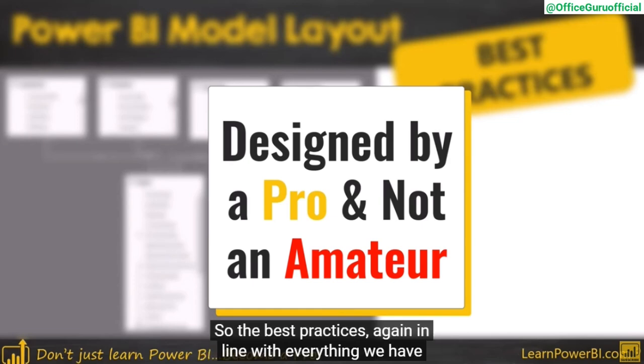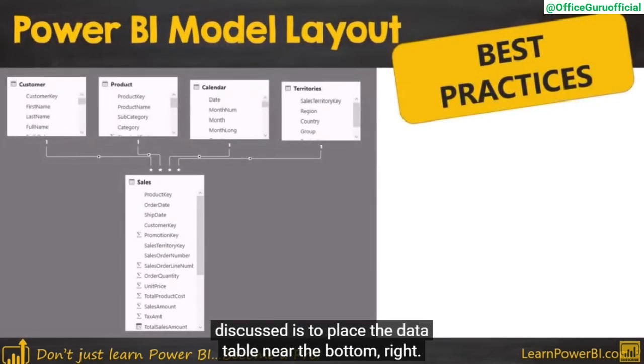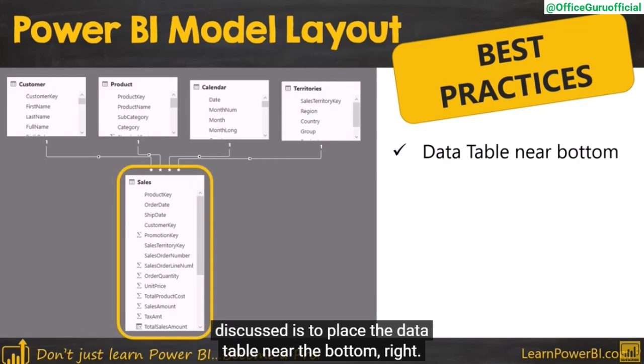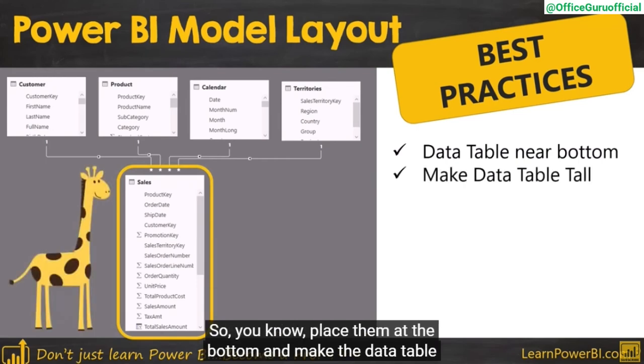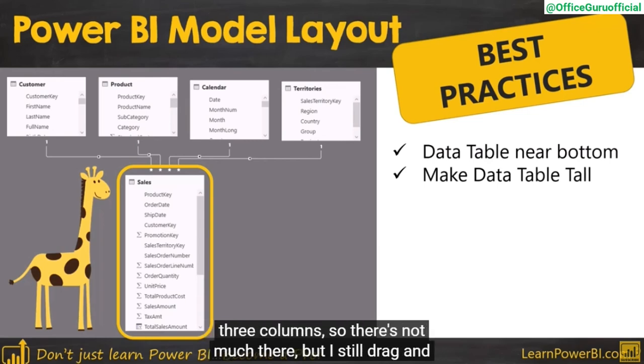So the best practices, again, in line with everything we have discussed, is to place the data tables near the bottom, right? So place them at the bottom and make the data table tall. And I do that even if sometimes my data table only has 2 or 3 columns.